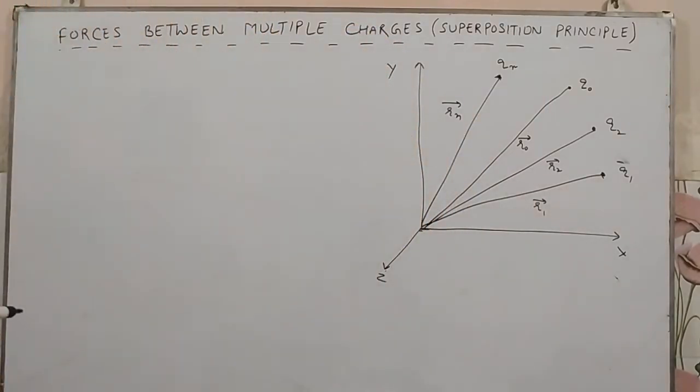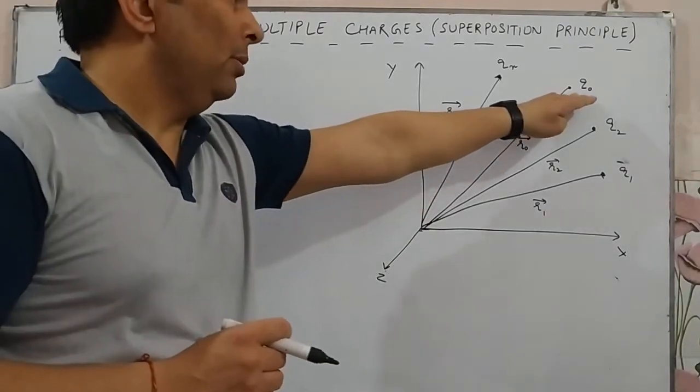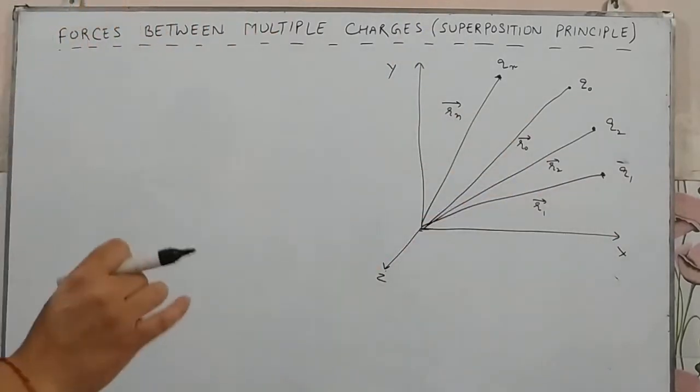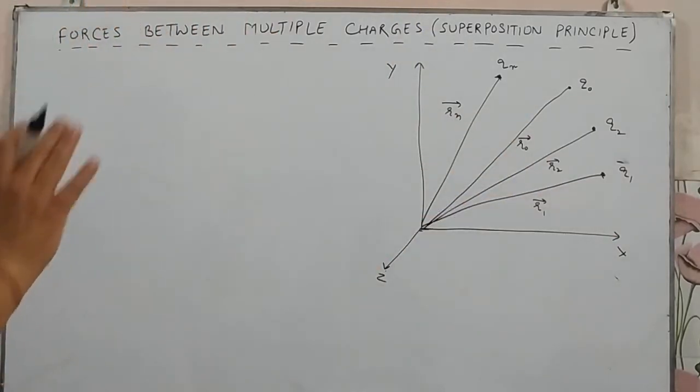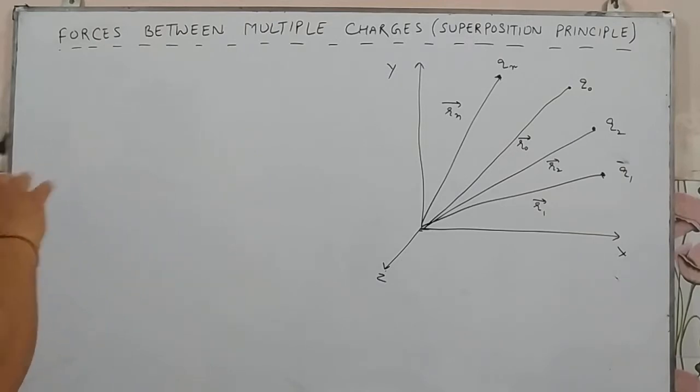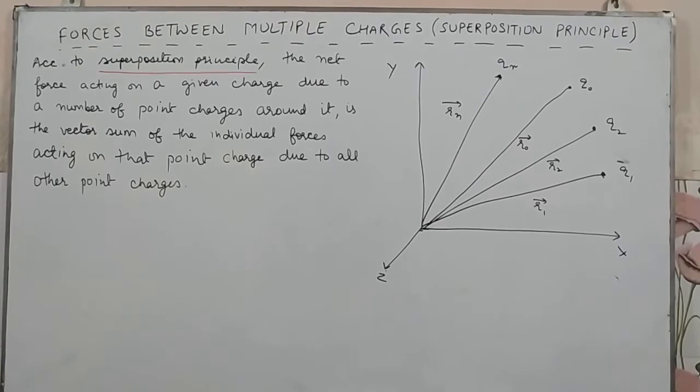So our point is, we need to discuss the total force experienced by this q0 because of all these charges. Here we assume that each charge is exerting its force, and since we know force is a vector quantity, we will take the vector sum of all these forces. So first of all, we define what is meant by the superposition principle. Write it down.